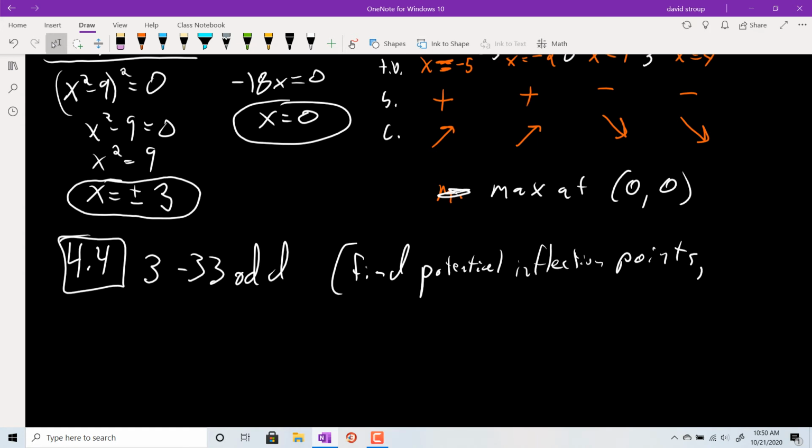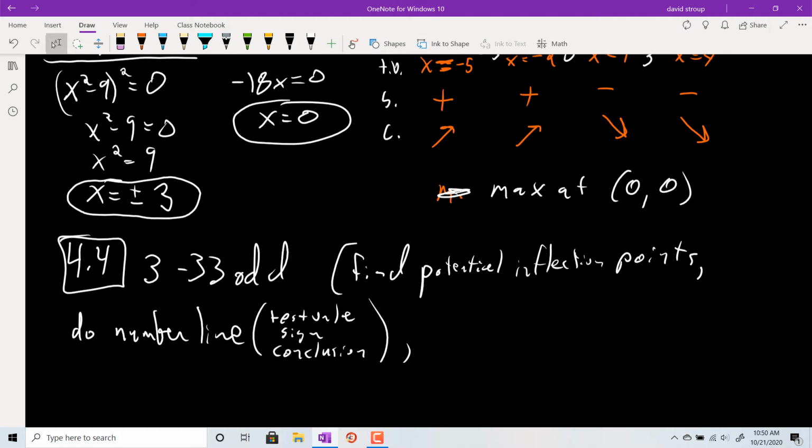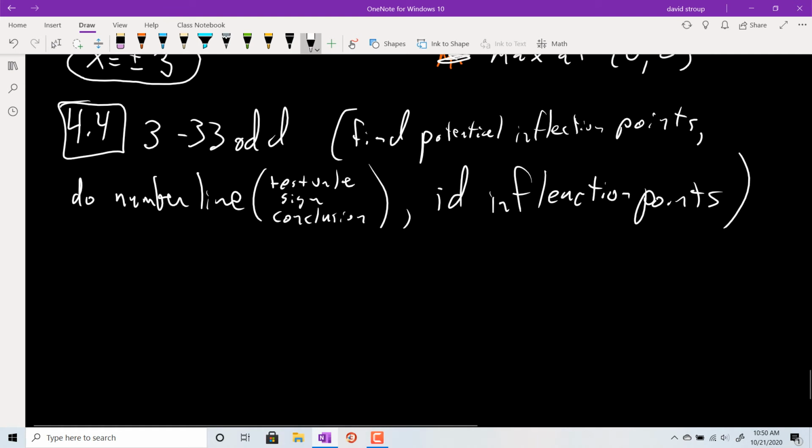We do our number line. And this includes then test value again, sign, and conclusions. And then I think I kind of just leave it at that. I don't need you to identify inflection points. Maybe we should. ID inflection points. So instead of relative maxes and mins, we have inflection points in these problems. Okay, so let's look at some examples.